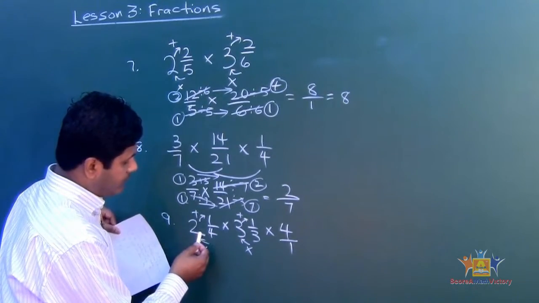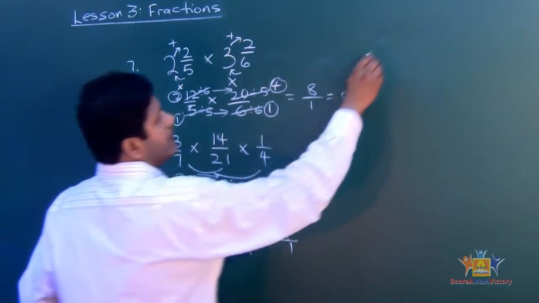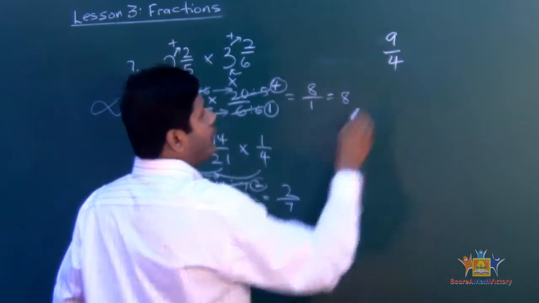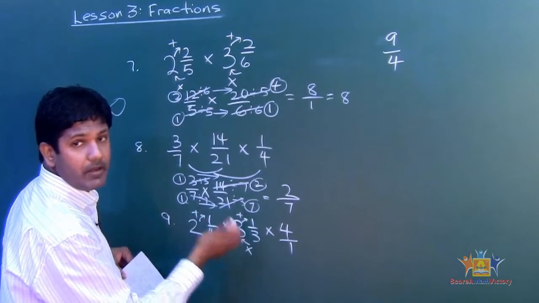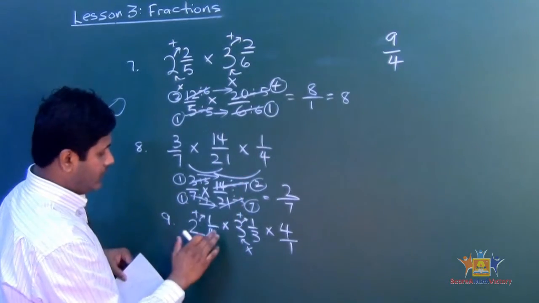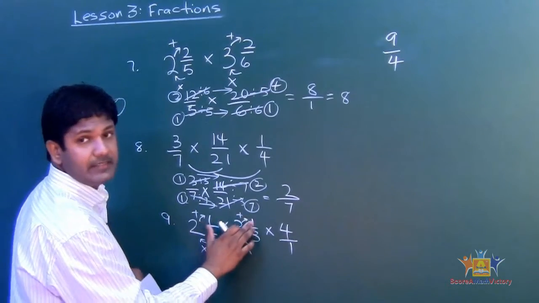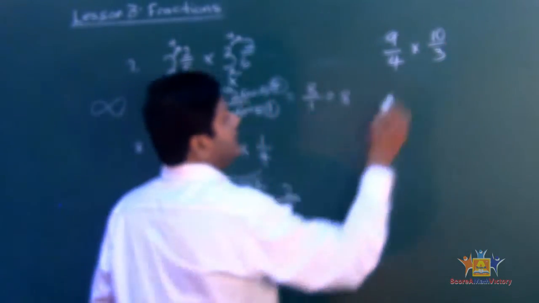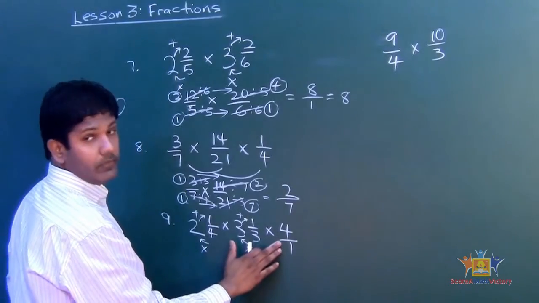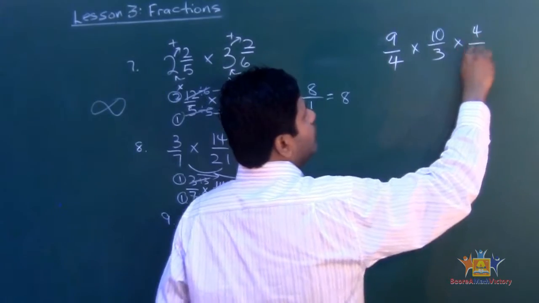So 4 times 2 is 8. 8 plus 1 is 9. So we're going to put 9 over 4. We're going to maintain the denominator. Very important: do not change the denominator. You carry it down. Next, 3 times 3 is 9 plus 1 is 10. So 10 over 3. Again, maintain the denominator. Now this one, we already changed into a fraction, so we're just going to rewrite 4 over 1.